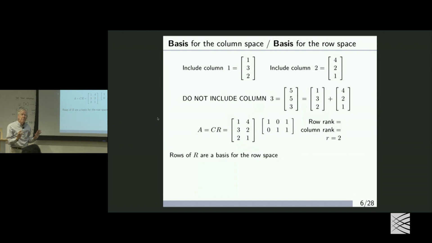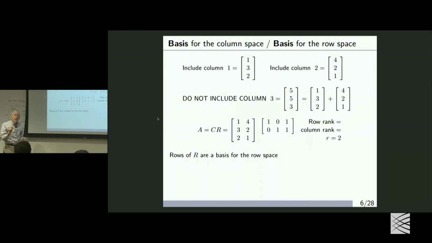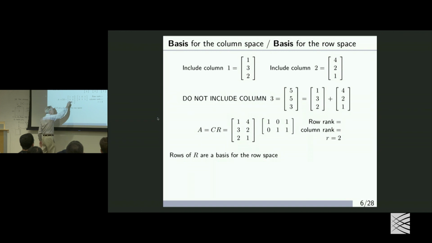So do you see what we have here? We have a matrix of rank 2, and we've factored it into a 3 by 2 matrix. We only needed 2 columns in the basis, times a 2 by 3 matrix, or sort of the row basis.